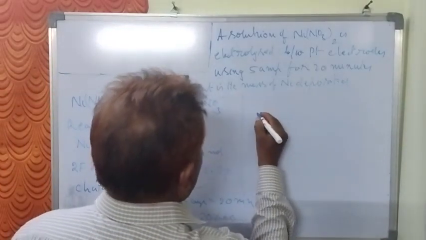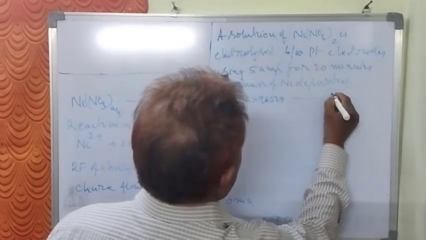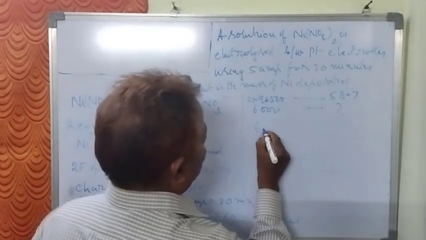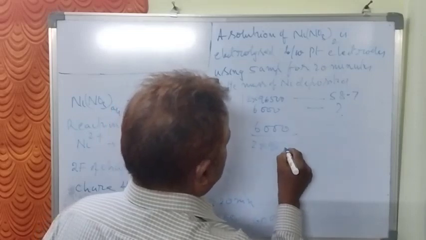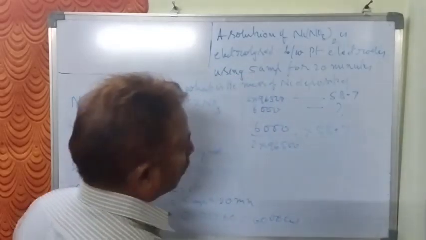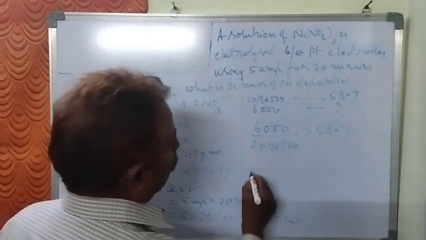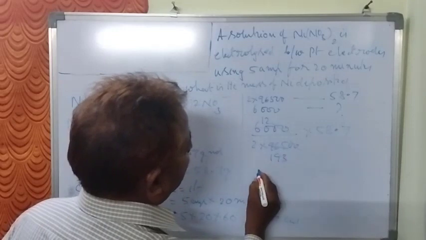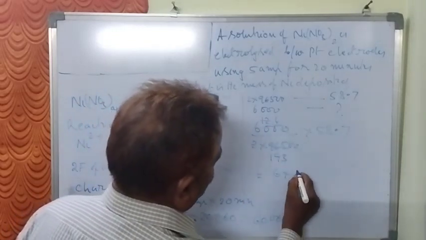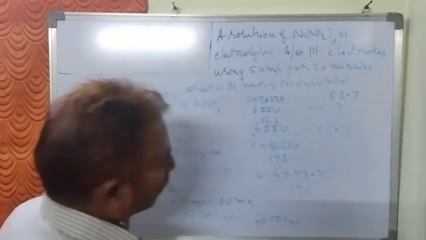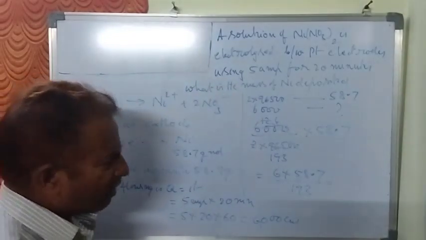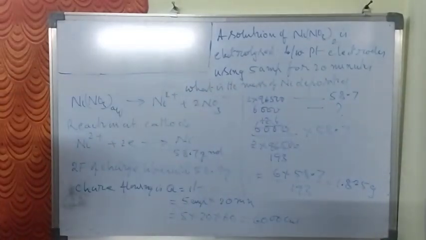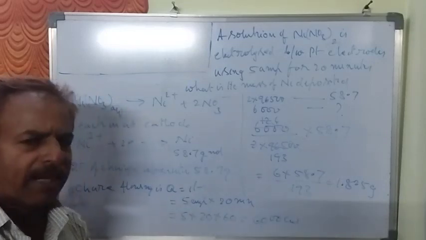Now here 2 Faradays means 2 into 96,500 liberates 58.7. What is the available charge? 6,000. So 6,000 how much? Therefore this is 6,000 by 2 into 96,500 into 58.7. So 2 zeros get cancelled, right? Now 2 into 96.5 is 193. So this is nothing but 6 into 58.7 by 193. So this value is 1.825 gram. So by passing 5 amperes current for 20 minutes, we get 1.825 gram of nickel.